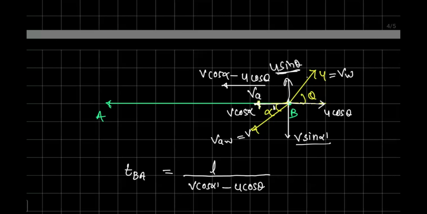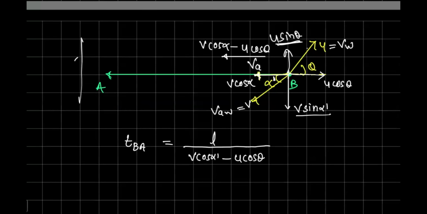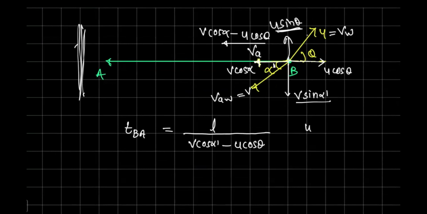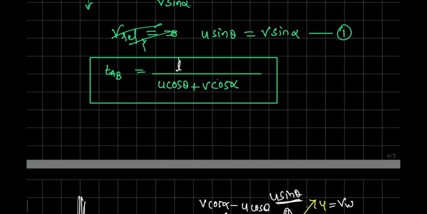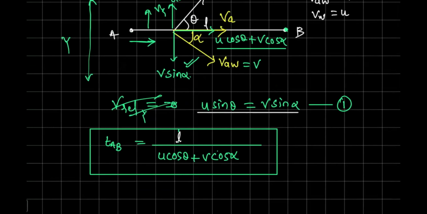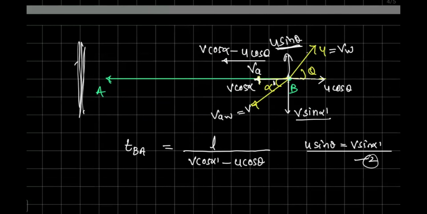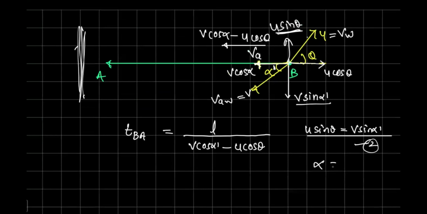From this we can say the airplane should not move in the y direction, otherwise it will land at some other place. That's why I can say u sin theta is equal to v sin alpha dash. This is one equation, and the other equation is the one we found earlier. So this is my equation 1 and this is my equation 2. Using 1, I can say alpha is equal to alpha dash.